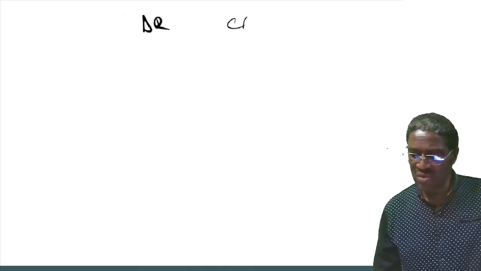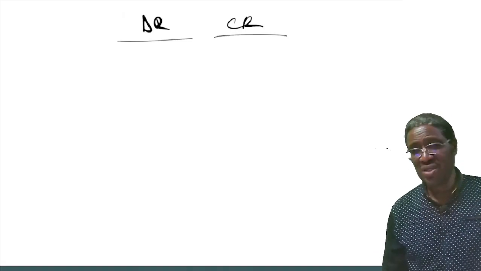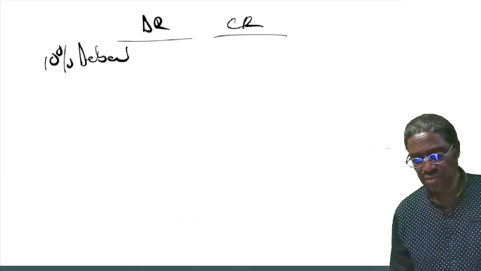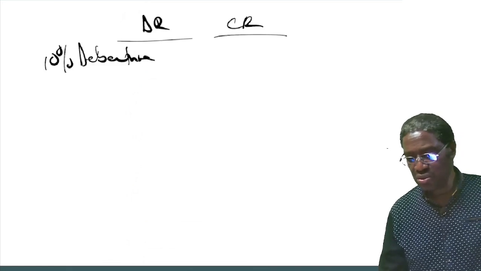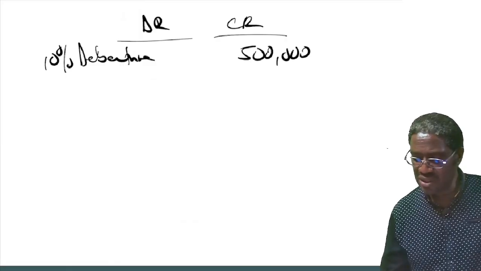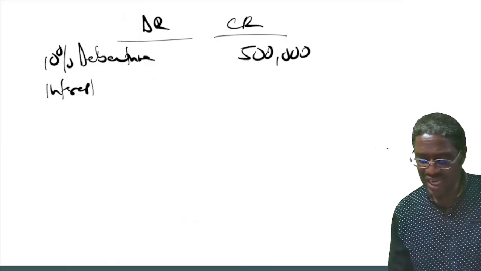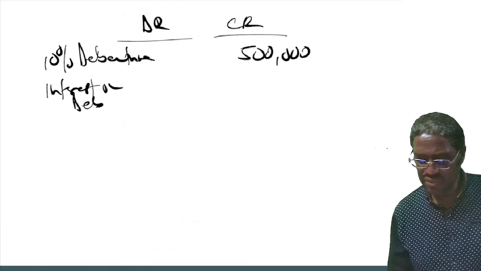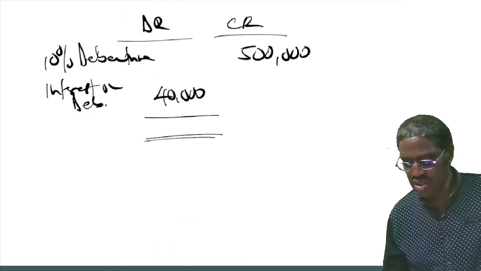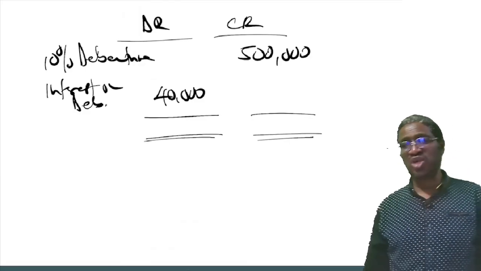In your financial accounting, you did a topic called company accounts. In that topic, you used to be given a trial balance. And in that trial balance, you could have been given something like 10% debentures, assuming 500. Then in that same trial balance, the examiner gave you interest on debentures, maybe 40,000. I'm only showing a section of the trial balance.